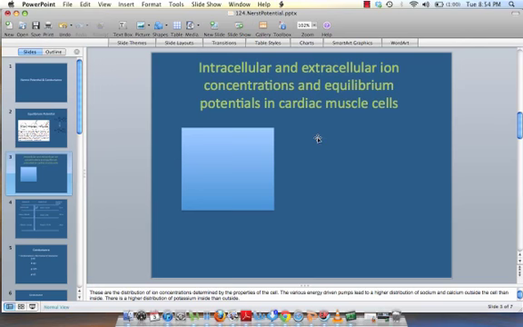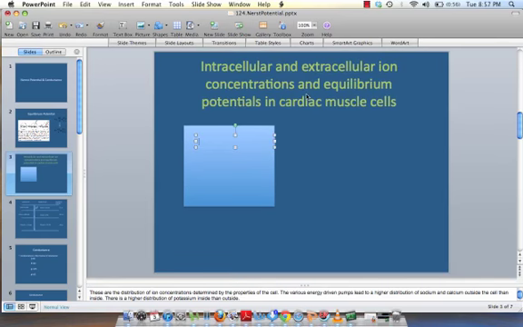This creates a lot more sodium outside the cell than sodium inside the cell. Furthermore, this creates a lot more potassium inside the cell than outside the cell. Let's look at some normal values. The sodium inside the cell is about 10 millimolars, and the potassium inside the cell is about 120 millimolars.